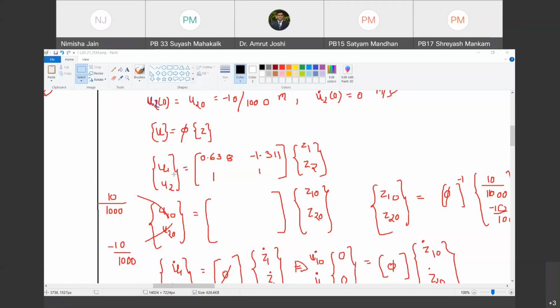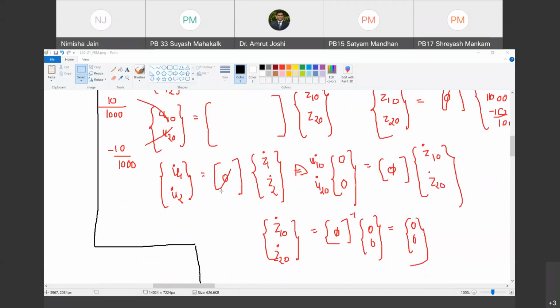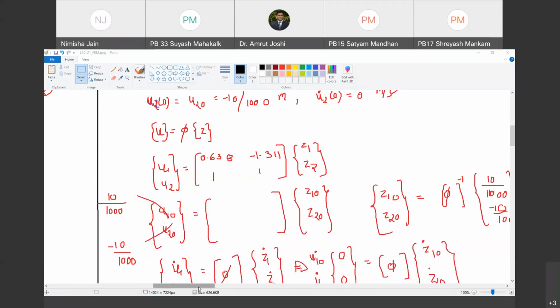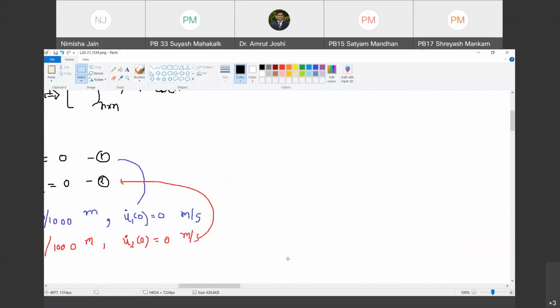So u1 and u2 are the displacements in the coordinate system where equations of motion are coupled, whereas z1 and z2 are the displacements which are called as generalized displacements in a coordinate system where the equations of motion are supposed to be uncoupled. Are you with me? Yes, sir. Okay. So then, after this transformation, what was our claim?